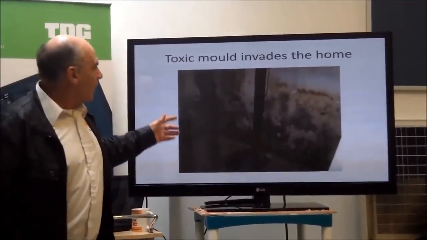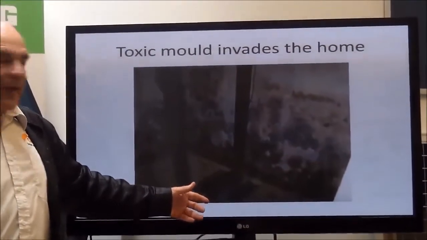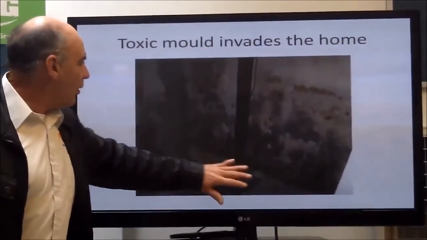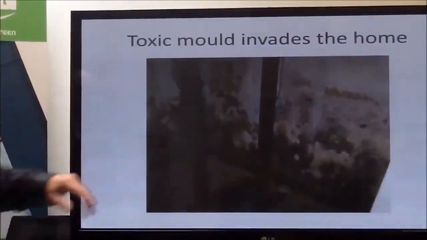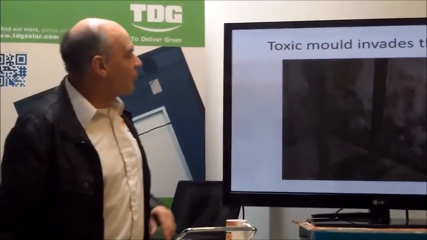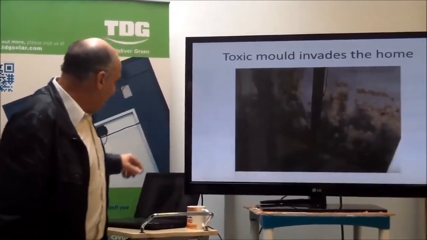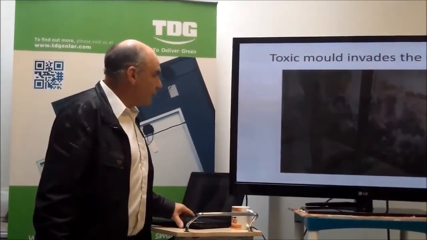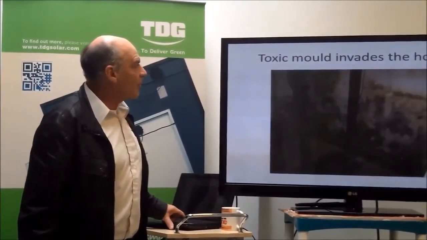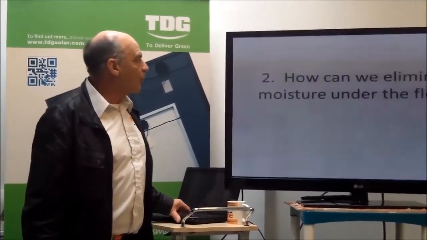This is an example where toxic black mould has invaded the house. It's in the floor, it's come up through the walls, the paint's lifted off the walls, and it's really hard to get rid of all of this once it's in there. And this is a very unhealthy place to live. So that's some of the examples of what can happen if your subfloor is moist.